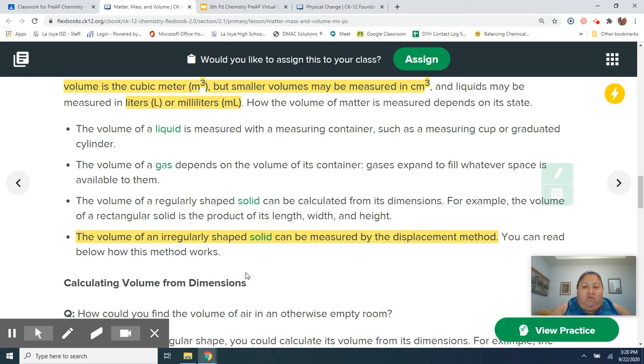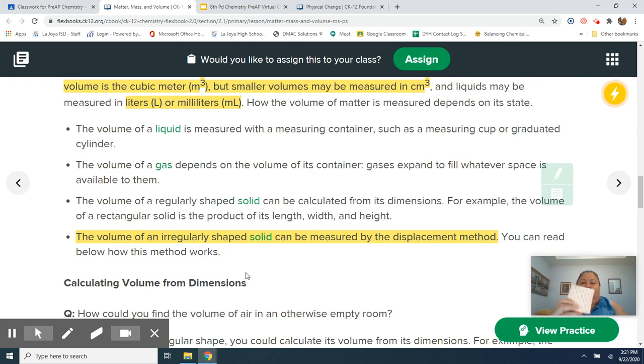If it's in the liquid form, you'll probably be using a measuring cup or a graduated cylinder. If it's in the gas form, we know that gases have a lot of space in between the molecules. So, with enough pressure, we can force a gas into just about any space that we need it, and it'll take the volume of that container. So, if I have a tank and it has a 10-liter volume, I can only fit 10 liters of gas.